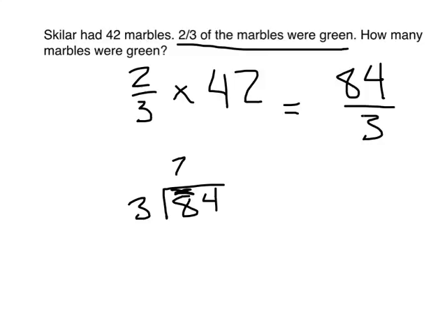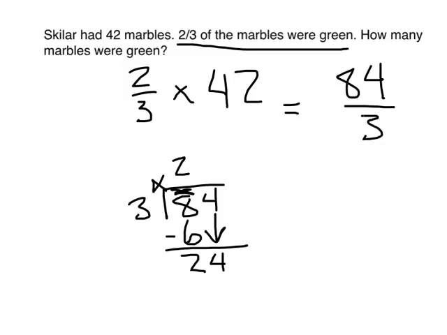3 goes into 8 2 times. 2 times 3 is 6. When I subtract, I have 2 left over. What should I do next? I need to bring down my 4 and divide in the ones place.